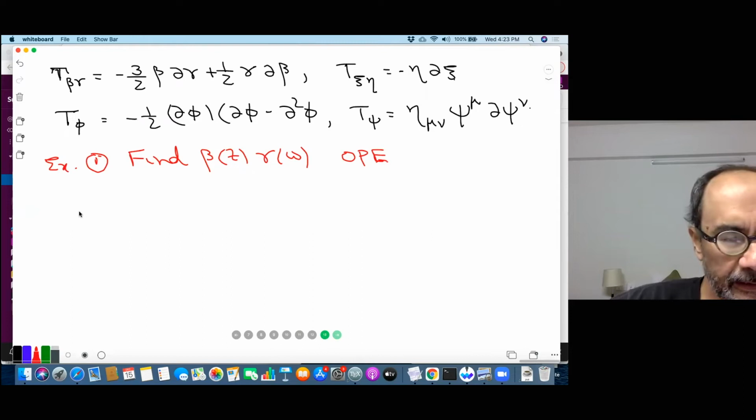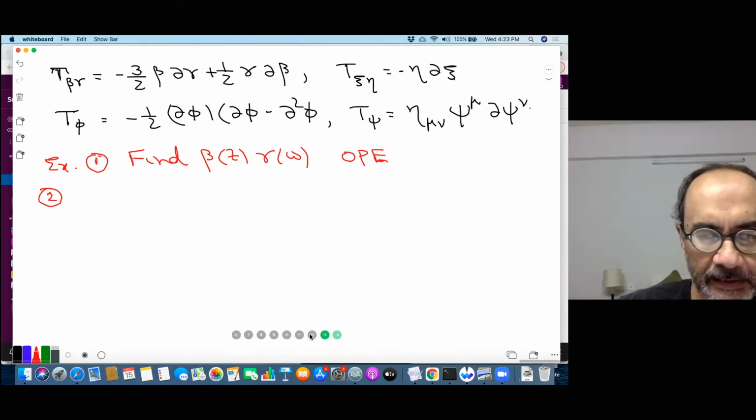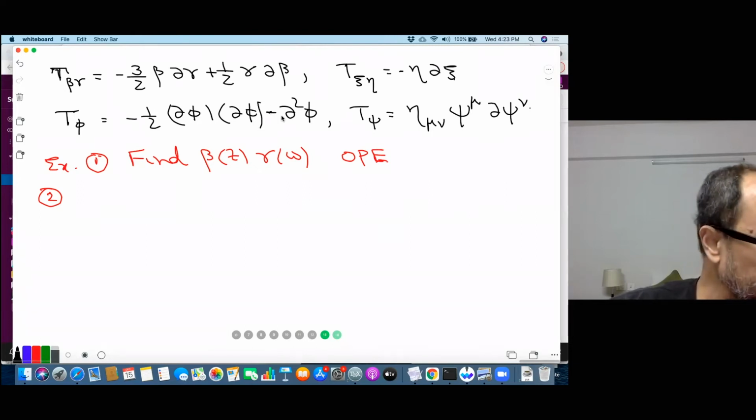Then the conformal diagram. There is a mismatch in the parentheses of T phi. There is an open parenthesis that is not closed. Yes, I should have. Anyhow, probably this parenthesis is not necessary. It just closes here. This parenthesis actually was not necessary.